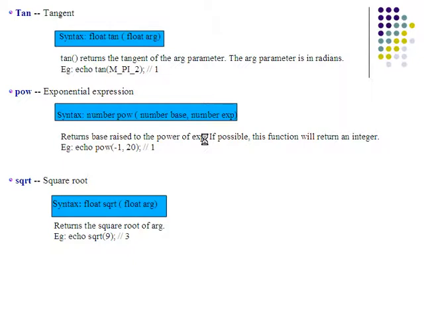The next function is sqrt, which can calculate the square root of the given parameter. It just returns the square root of the argument which we passed as a parameter to the function sqrt. Here in this example, I passed a value 9. The square root of 9 is 3.